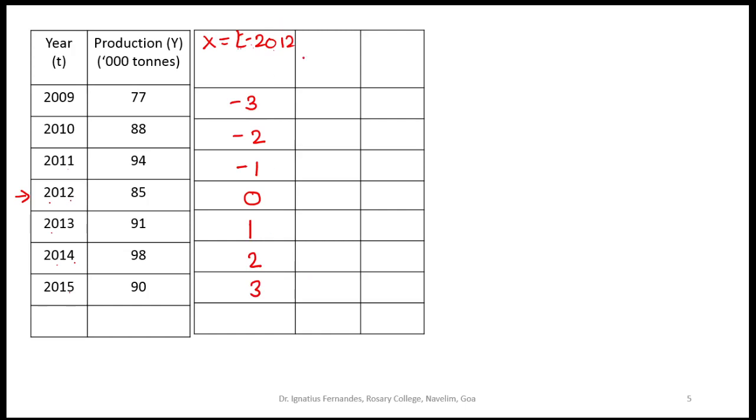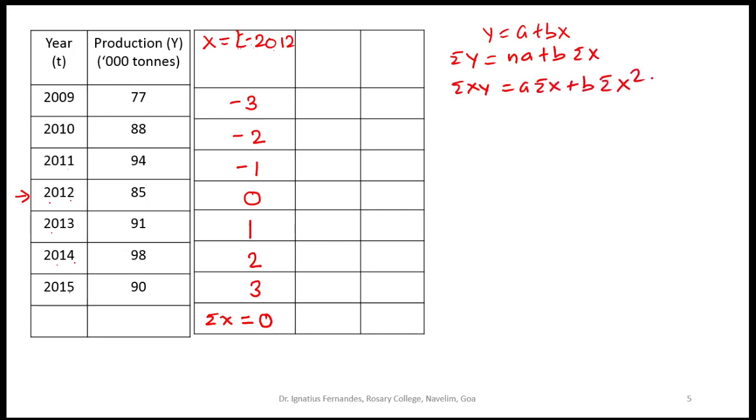Now because I chose 2012 here, if you add this summation x, if you just add minus 3 plus 3, minus 2 plus 2, minus 1 plus 1, they'll all cancel each other and I'll get 0. Besides that, recall that the equation that we are looking at is a plus bx, and for the values of a and b, the normal equations are summation y is equal to n times a plus b summation x, and summation xy is equal to a summation x plus b summation x square.